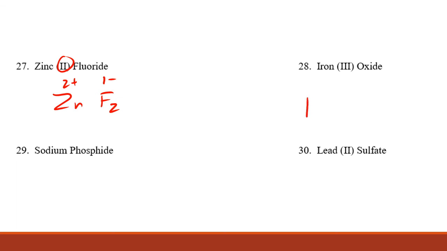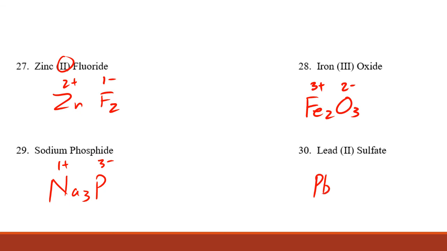Iron 3 oxide, iron is Fe. Charge is +3, and oxygen is a −2 charge. You will need to crisscross these to get a neutral compound. Sodium phosphide is NaP, and sodium is a 1+ charge, well, phosphorus is 3−. Crisscross, don't need to write a 1 for the phosphorus. Lead 2 sulfate, so lead is a +2 in this case. Sulfate is SO4 2−. Yeah, that whole thing. Good news is it's already neutral.